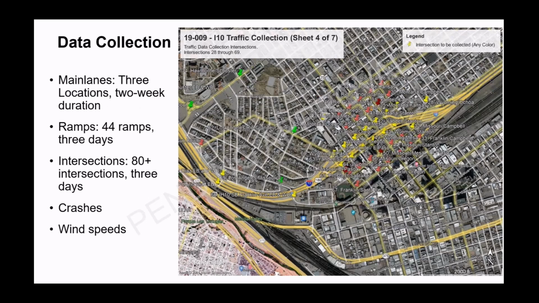We initially started off thinking that 2 weeks' worth of data was enough. So we got 3 locations on the main lanes for 2 weeks, and 44 ramps within the study area, 80-plus intersections, some crash data from TxDOT, and then wind speed. I just want to point out that while Megan and her team collected rainy days, you have to be aware of where you are doing the analysis. El Paso is in the mountain desert region of Texas, so obviously they don't get any rain, but they do have a lot of wind. We were thinking that wind speed would affect truck traffic, which they have a lot of, and that would slow down vehicles and the flow of traffic.